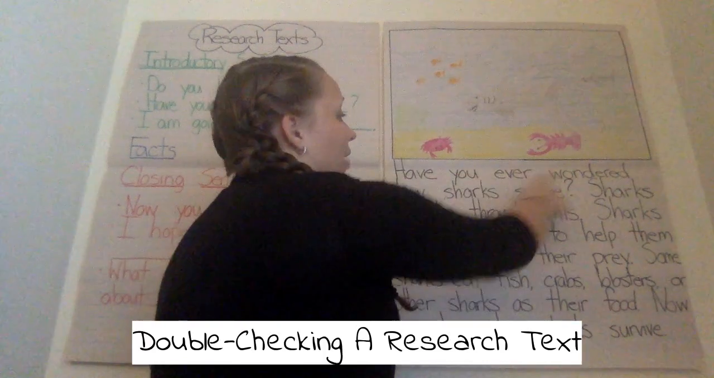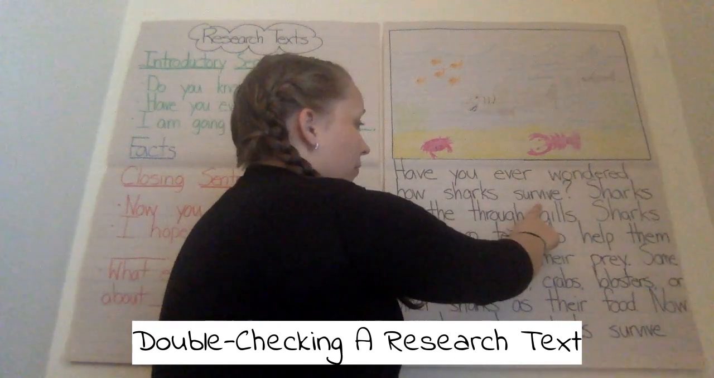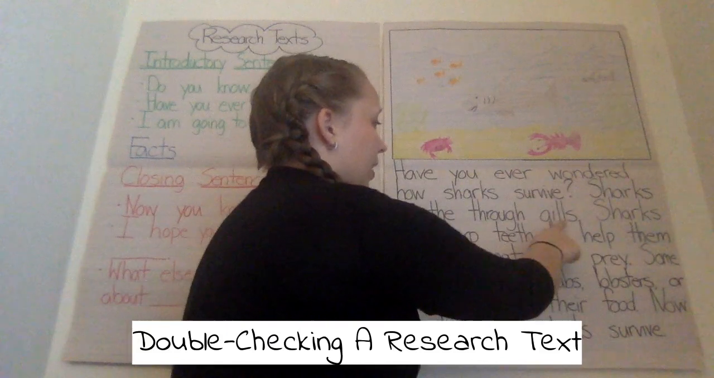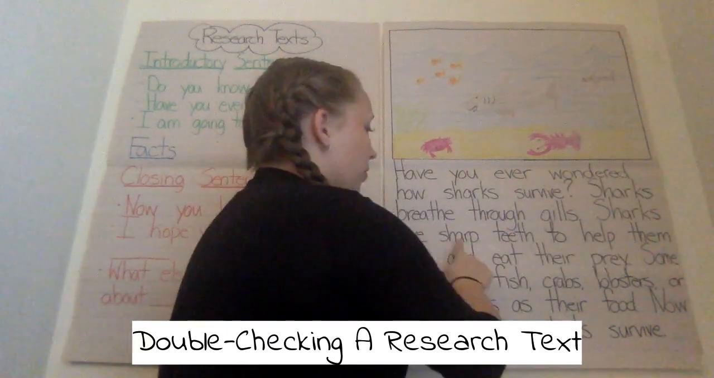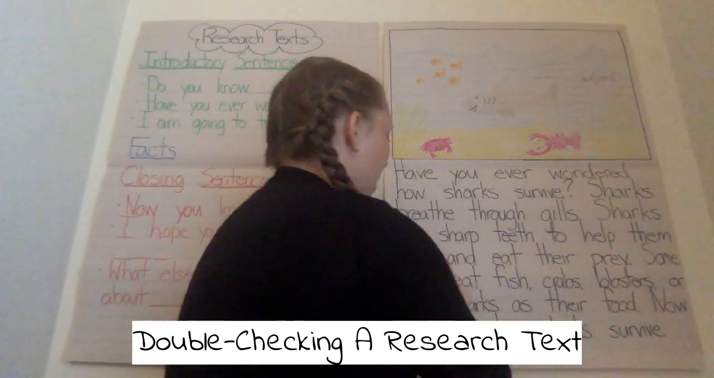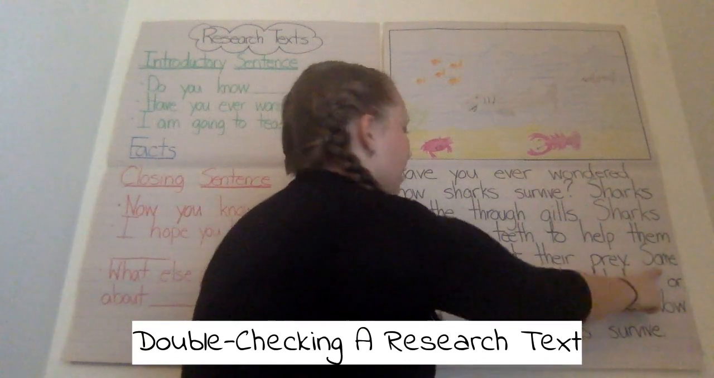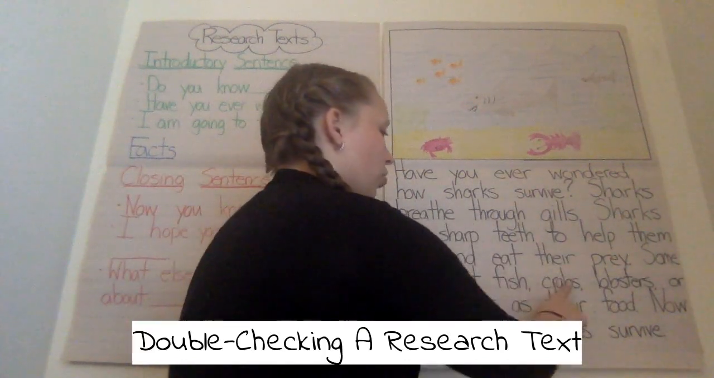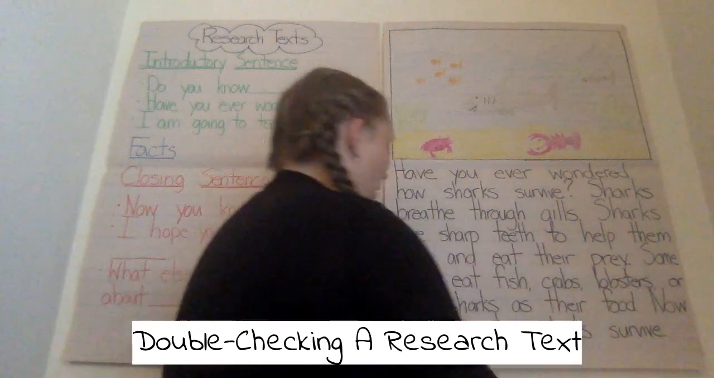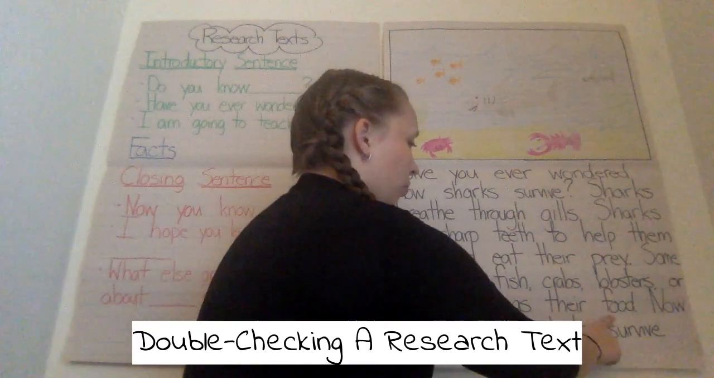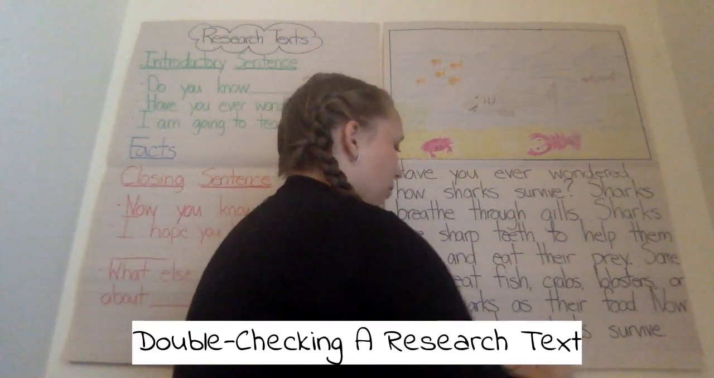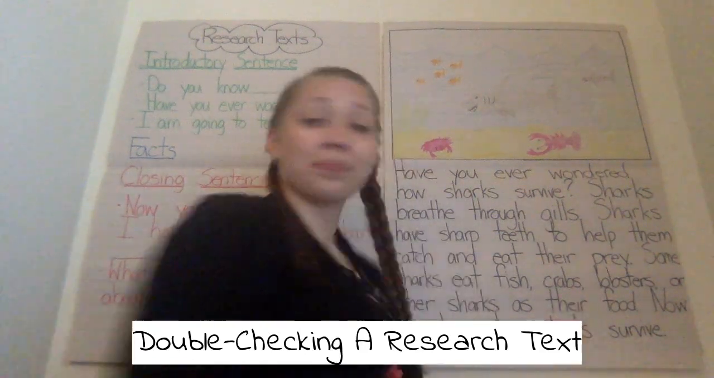Have you ever wondered how sharks survive? Sharks breathe through gills. Sharks have sharp teeth to help them catch and eat their prey. Some sharks eat fish, crabs, lobsters, or other sharks as their food. Now you know how sharks survive. Well, did I answer my research question? Yes, I sure did. Thank you so much for all your help.